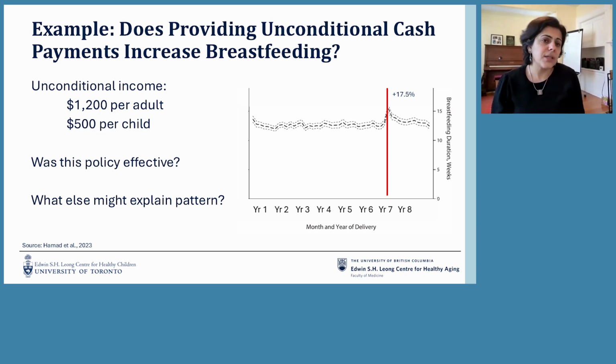So does this mean the policy was effective? And if you think about it, what else might explain this pattern? So what if I told you that the payments were received in early 2020 as part of stimulus checks issued by the US government in response to the COVID-19 pandemic? That's going to change your opinion of whether it was the policy that had this impact.